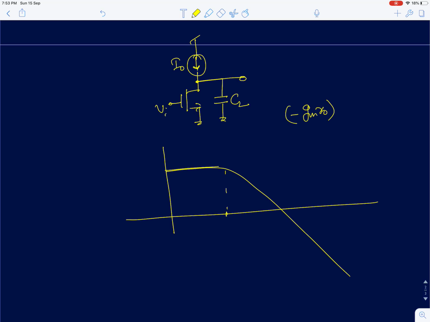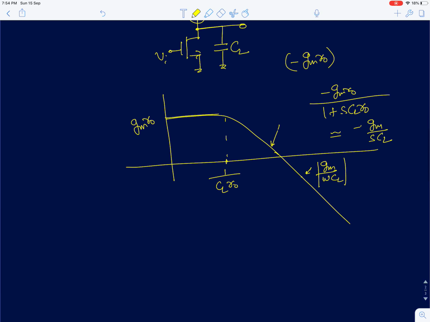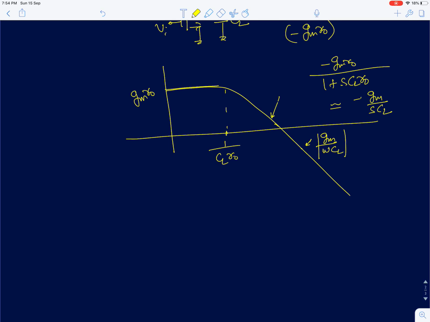So it will encounter a pole, you can easily find the pole, at 1 by CL R0, and the magnitude is gm R0. Eventually the transfer function is going to be gm R0 by 1 plus s CL R0. So for high frequencies this will reduce to minus gm by s CL. It will look like an integrator, and if I take the magnitude of it and plot it, the gain is gm by omega CL, which means the gain reduces as a function of frequency.